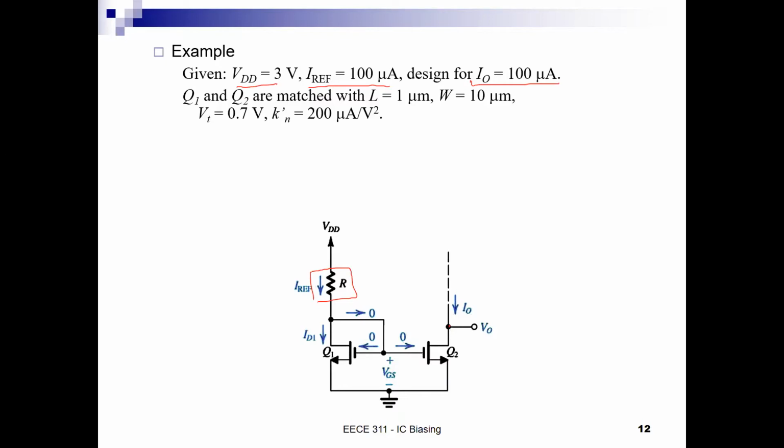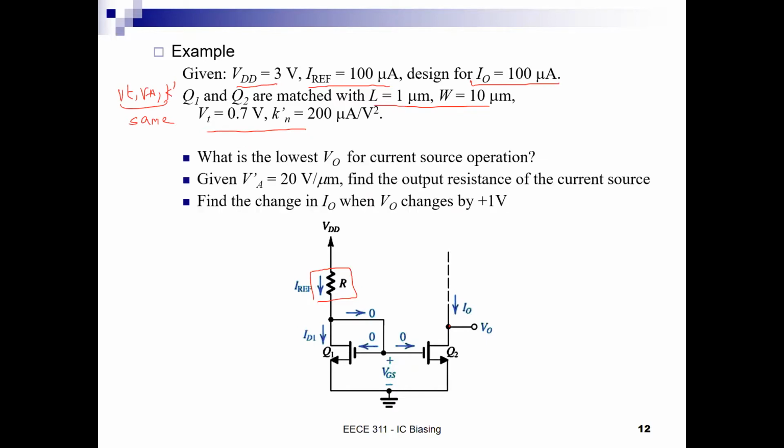operation. Now, Q1 and Q2 are given to me as matched. They have the same VT, the same VA, and the same K prime, and we will write this problem on a separate sheet a little bit later, but I'm just reading it for you here. And I'm given what L and W are, and what VT and K prime are. And they pose 3 questions, as follows.